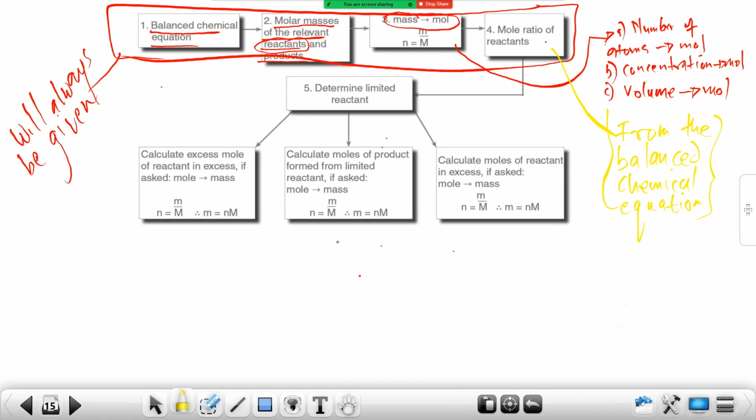Let me get a highlighter and emphasize that the limiting reactant influences the amount of product that you get. The limiting reactant allows us to bridge the gap between what? Between the information that is given and the information that is unknown.